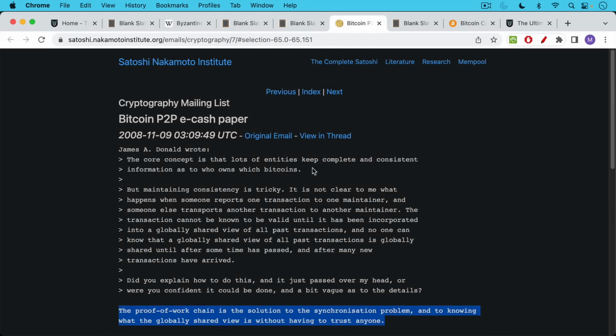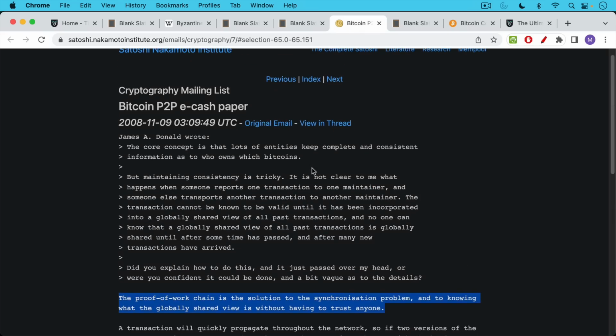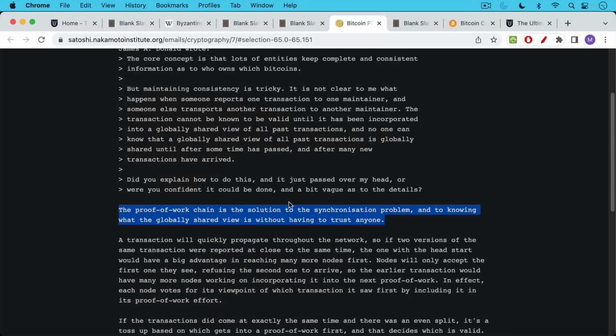In a post from November of 2008, Satoshi puts it this way. He says, the proof of work chain is the solution to the synchronization problem and to knowing what the globally shared view is without having to trust anyone. So he was very aware of what he was doing.